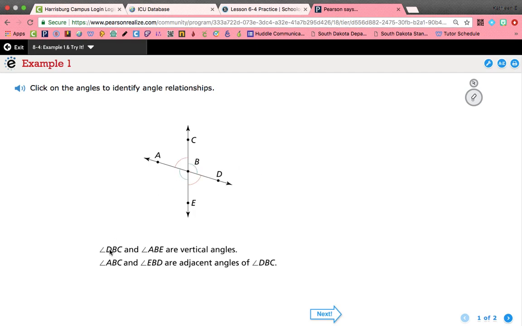All right, so it says DBC. So DBC and ABE are vertical angles because they are across from each other, as well as these two in red. So the red ones are equal, the blue ones are equal. And they are adjacent. A blue is adjacent to a red, is adjacent to a blue, is adjacent to a red.